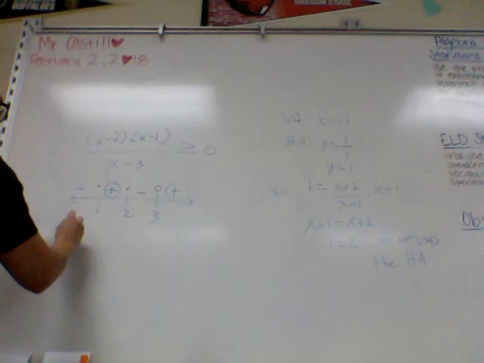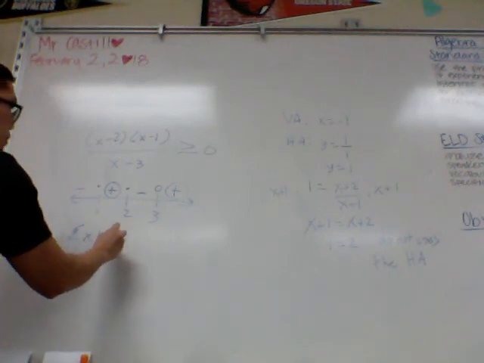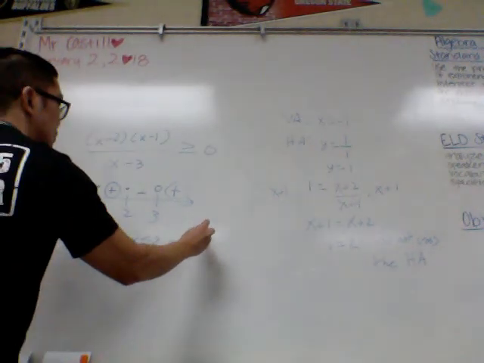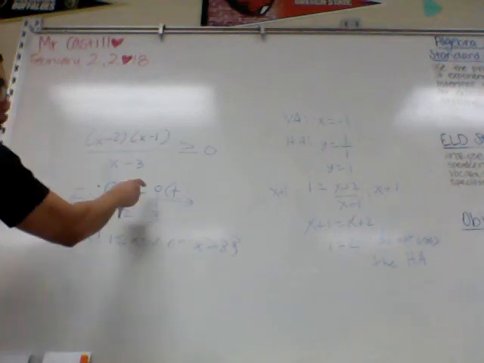So I just go ahead and write the interval here: all x such that 1 is less than or equal to x, less than or equal to 2, or x is greater than 3. Remember, greater than 3 because we have an open dot there.